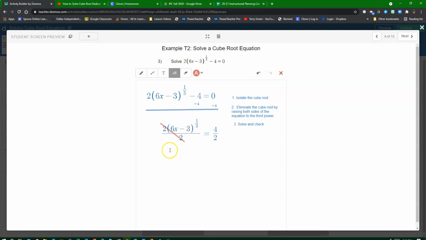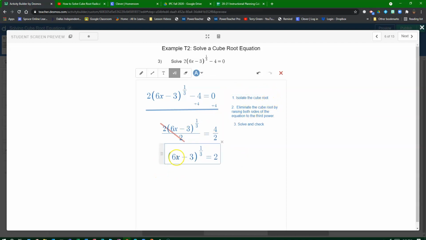Let's isolate and simplify now. So I'm going to type this now. I've got 6x minus 3, close that, and raise that to the power of 1/3, and that is equal to 4 divided by 2, which is 2. Okay, now that's better. Now we have isolated the cube root.